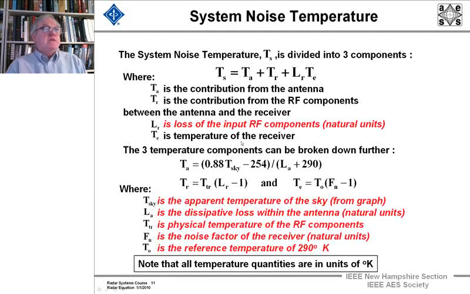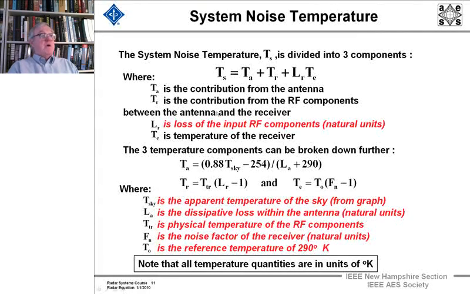Now let's delve a little deeper into what the system noise temperature is, the T sub S. It boils down to that there are really 5 quantities that one has to know or measure, and they're all functions of other things. T sub A is the contribution from the antenna, and T sub R is the contribution from the RF components between the antenna and the receiver. And L sub R is the loss of the input RF components in natural units, and T sub E is the temperature of the receiver.